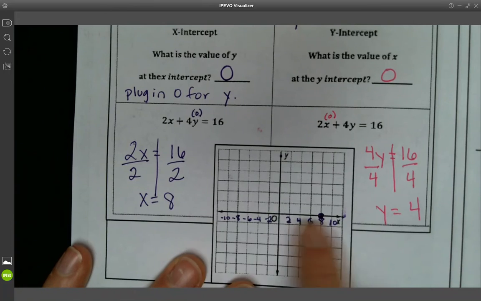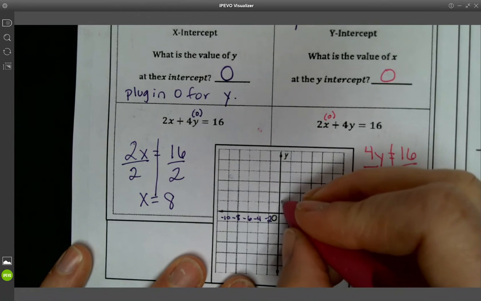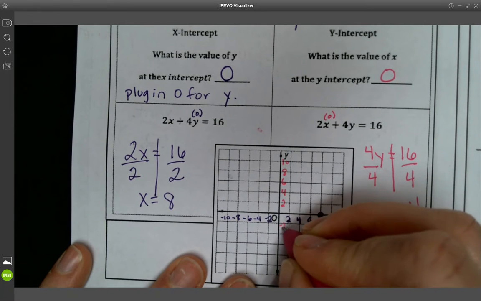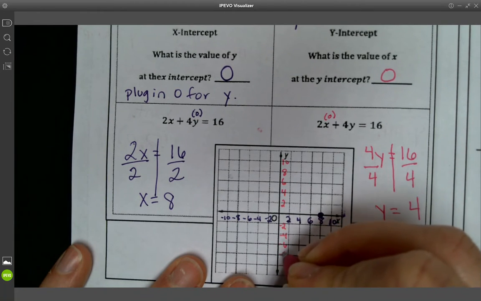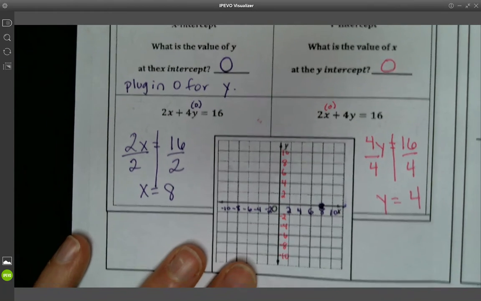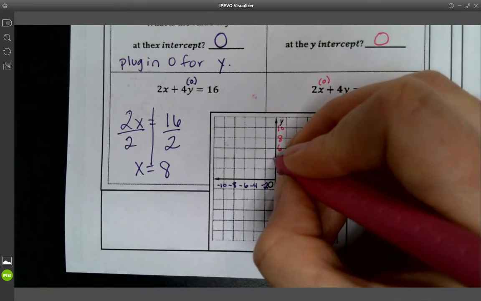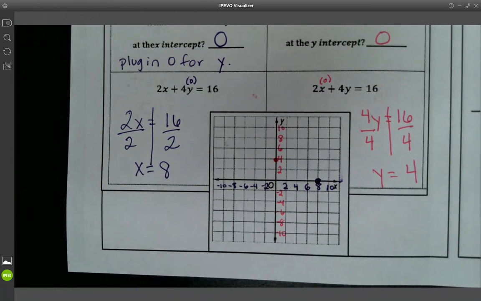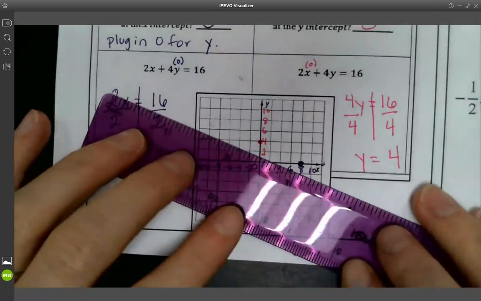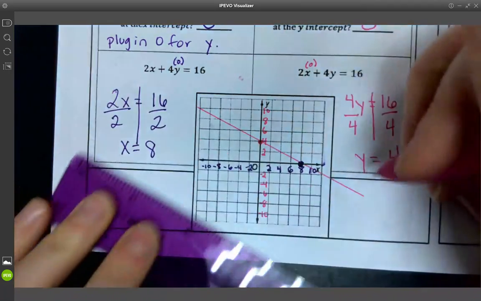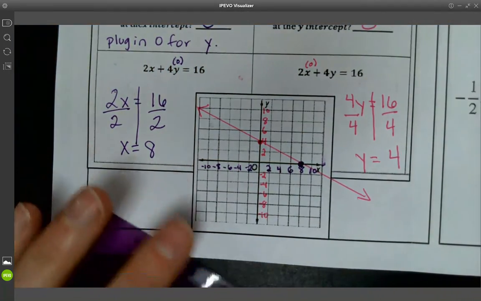So we want to plot this. Since we did the x-axis by 2's, to keep it proportional, I'm going to do the y-axis by 2's also. And so we can plot that point. And make your line. Use your ruler to make that line. Extend the line all the way.